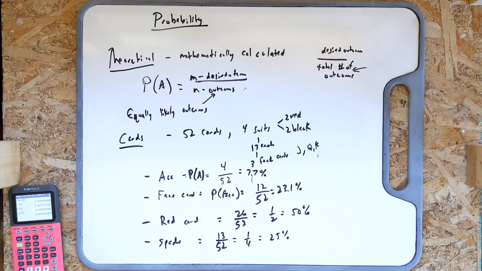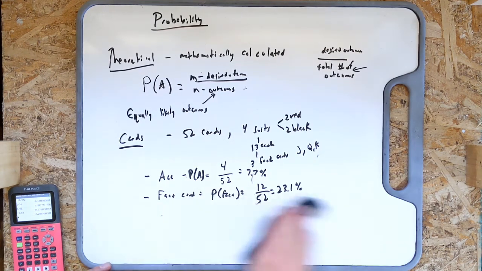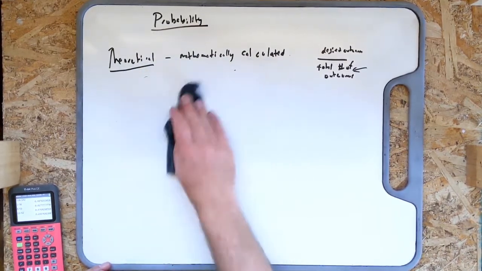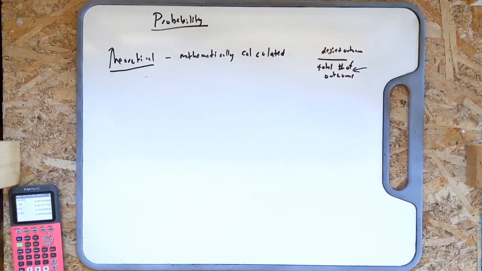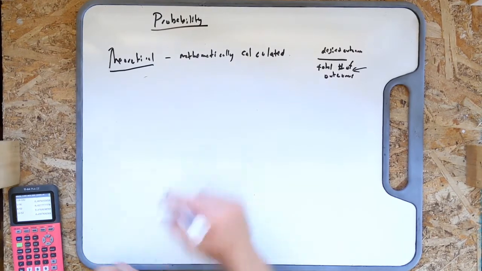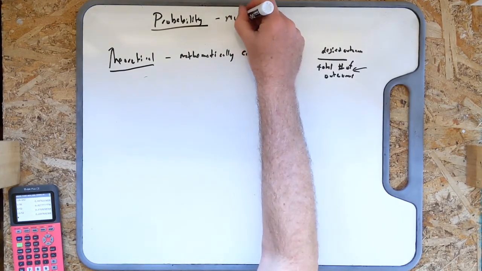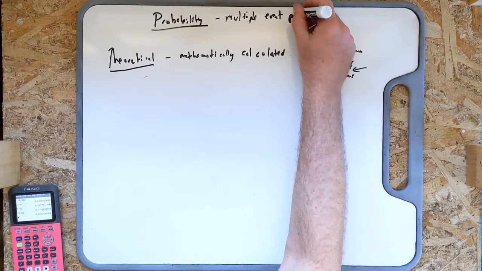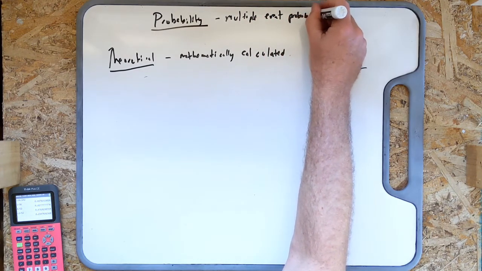Okay, we're going to come back to things like cards when we have some a little more complicated calculations to do. This is, again, just single event probability. All right, now we're still going to do theoretical probability. We're now going to do multiple event probability. So this is 2 events occurring.